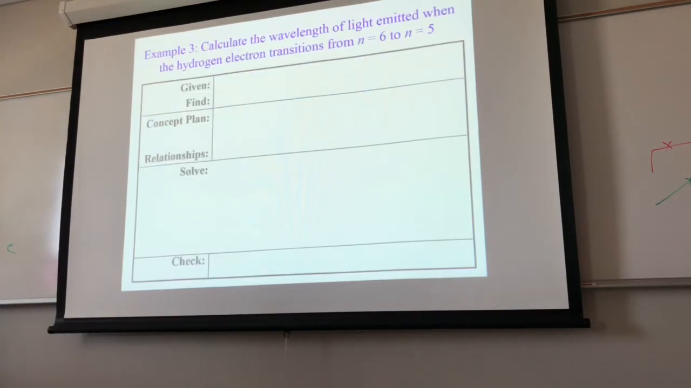Okay, here's a question. I want to calculate the wavelength of light emitted when the hydrogen electron transitions from 6 to 5. So it's going from 6 to 5. So the equation that we need to do this is which one? The one with the Bohr's constant.